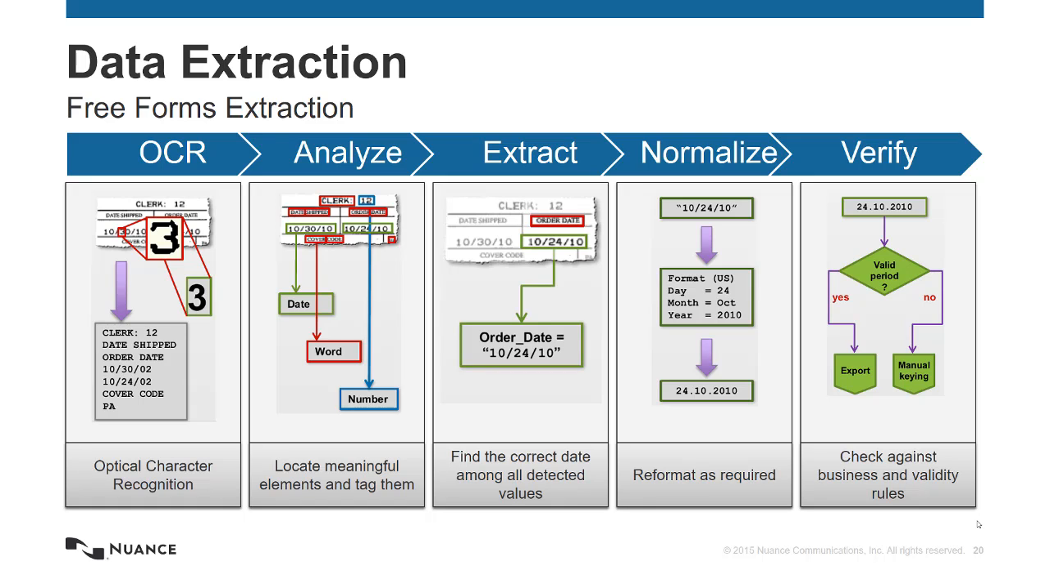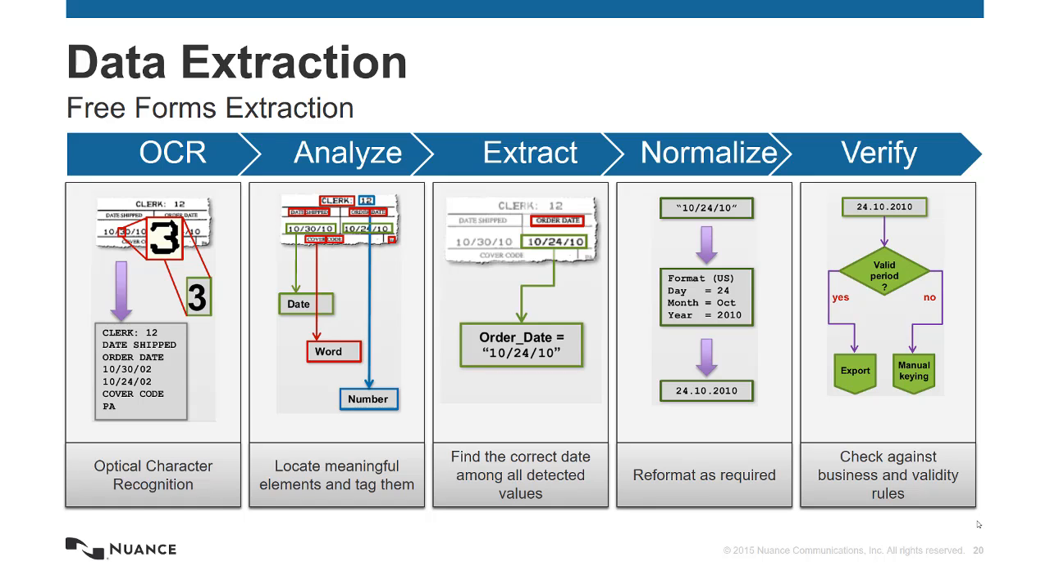We can then normalize the fields. In this example, the order date extracted has come from an American invoice, and our system, when we post it to our ERP system, is in European format. Therefore, we can normalize the date from the US format of month, day, year into a European format of day, month, and year with century.